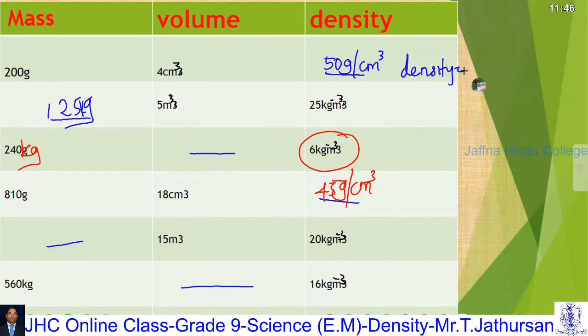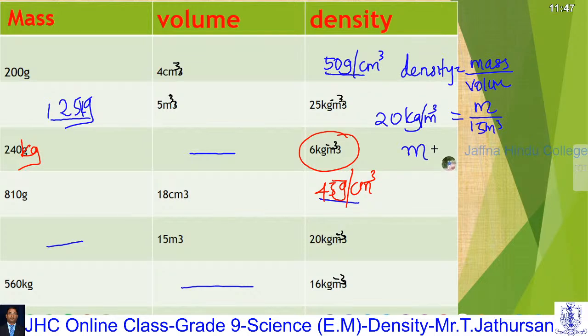Density equals mass over volume. Right. Density 20 kilogram per meter cube, mass M, volume 15 meter cube. So mass equals 300 kilogram.